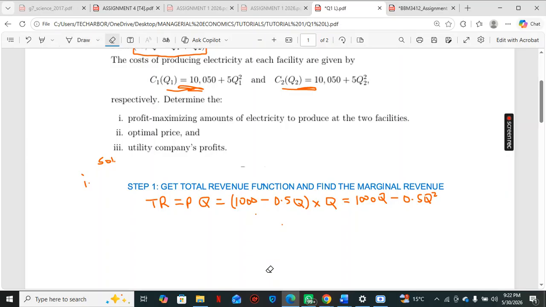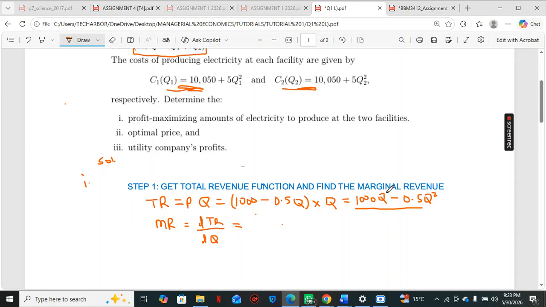Once you get your total revenue function, you need to get the marginal revenue. So the marginal revenue is the derivative of the total revenue function. So you're going to say marginal revenue equals dTR over dQ. It's just saying we are going to derive this total revenue function with respect to Q. Q is the variable we're going to be focusing on. I hope we're still conversant with differentiation.